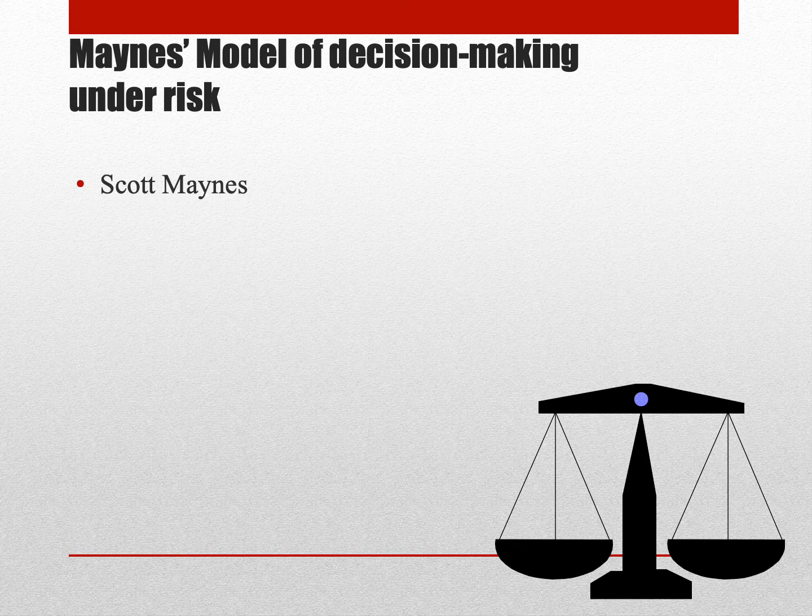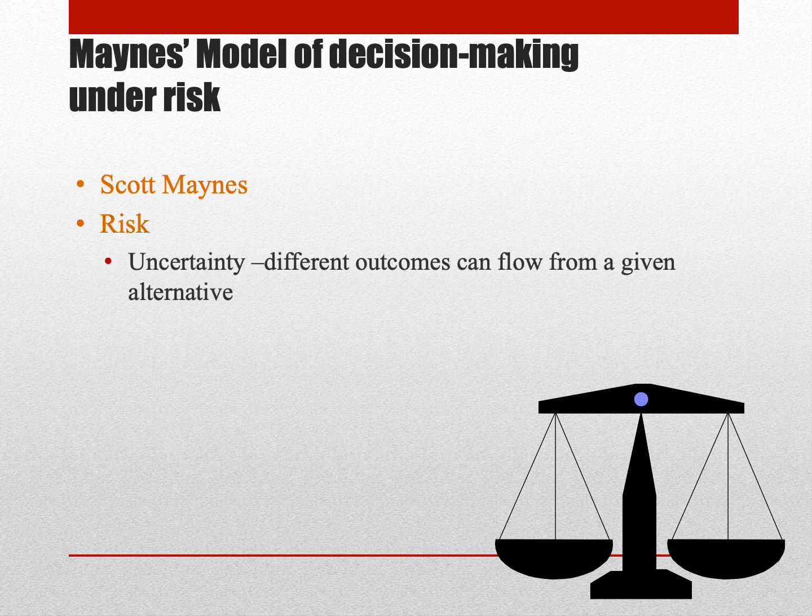This model is based on the cost-benefit analysis from economics and the decision tree model from management. Maynes says that risks occur if there is more than one outcome that can occur after a given action, and decisions are made under uncertainty. Basically, uncertainty is just different outcomes that flow from a given alternative.